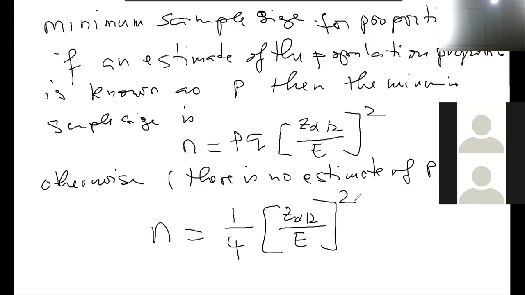So if P is unknown, use P equals to half. That's essentially what I'm trying to say. But there is a mathematical explanation for that, which you may see in homework. I didn't give it to you, but if you look in your book, you will see a homework problem that tells you the rationale behind the fact that we use P equals to half. So n will be 1 over 4 times Z alpha over 2 over E, squared.